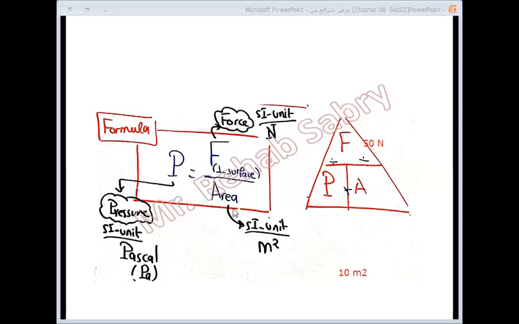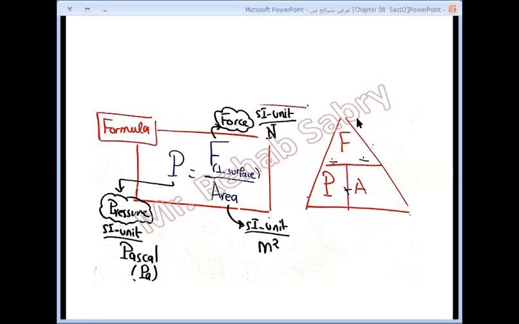Someone may ask me, Mr. Top, if the force is not perpendicular, it's diagonal, what will we do? This is not in our syllabus. There is something to be done, but it's not in our syllabus. طبعا we will make something called vector resolving or use another formula. But in our syllabus, this is the only formula that we will use.